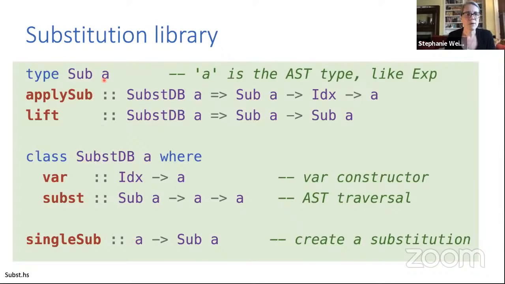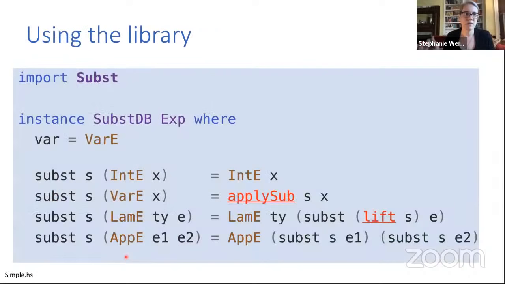Okay, so we've created this general interface. How do we use it for the simply typed lambda calculus? We use it by defining that interface and implementation in a separate module. And then when I go over to the simply typed lambda calculus, all I need to do is create an instance for my data structure that says what I need. It says what the variable constructor is, and then it says how to implement the substitution operation.